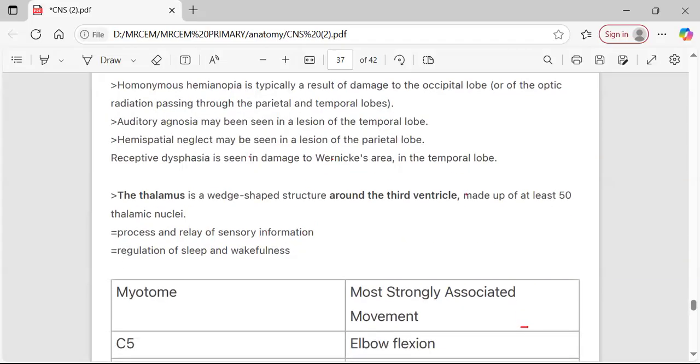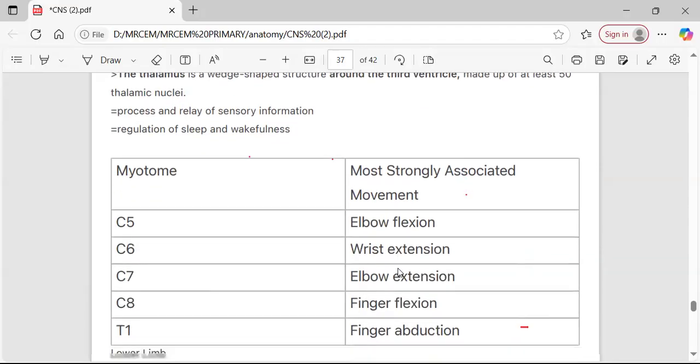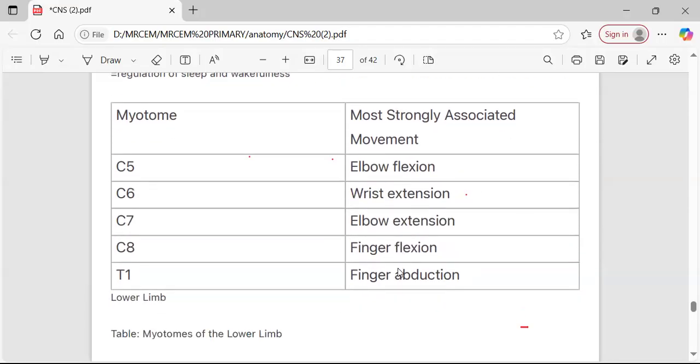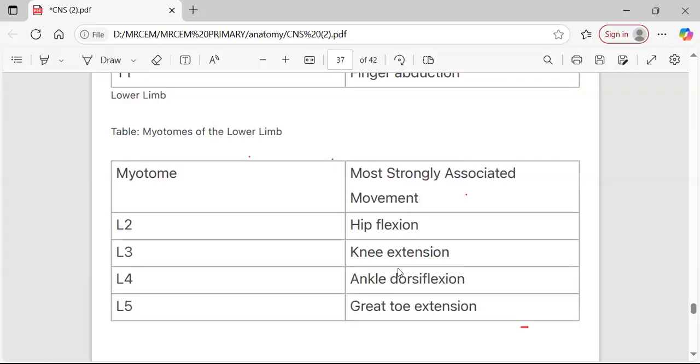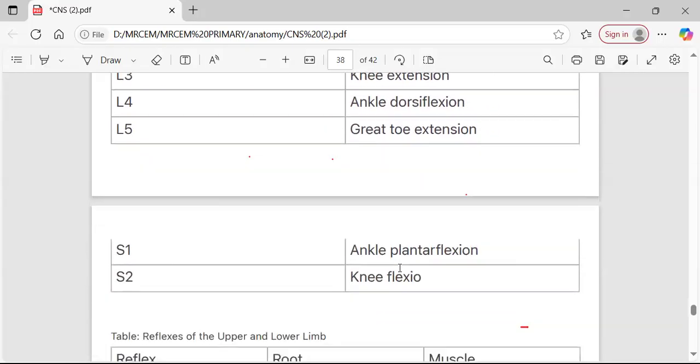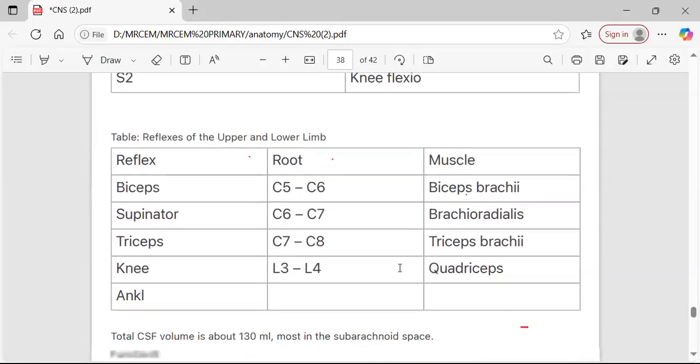The thalamus is a wedge-shaped structure around the third ventricle. So that's about the thalamus. These are the myotomes we discussed in the upper limb: C5 elbow flexion, then wrist extension, then elbow extension, then finger flexion, finger abduction. Then the myotomes of the lower limb: hip flexion, knee extension. So remember in the sequence: first hip flexion, then knee extension, then dorsiflexion, great toe extension, ankle plantar flexion, knee flexion. We discussed about it.